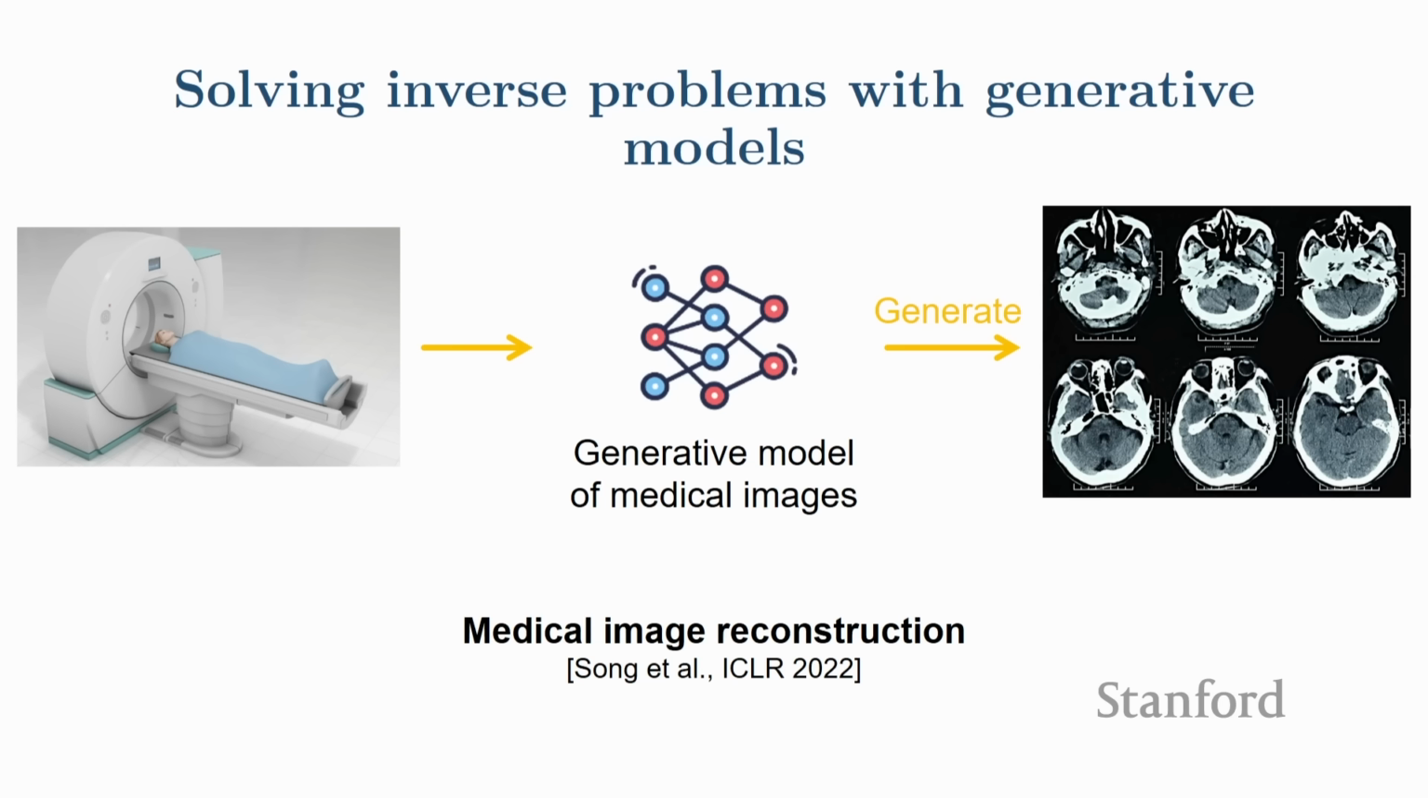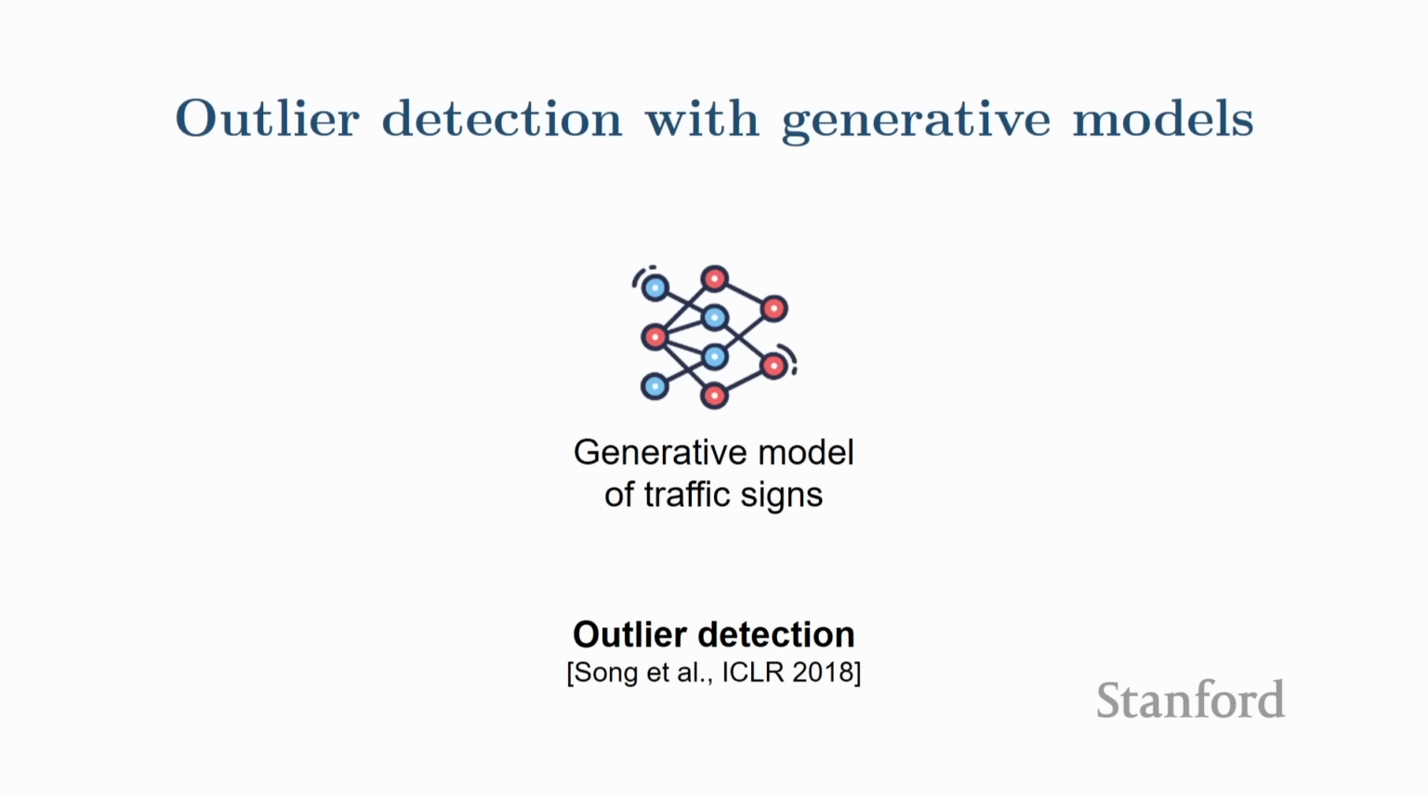And in this kind of application, generative models have shown to be very effective because they can reduce the number of measurements, the amount of radiation that you have to give to the patient, to get a measurement that is good enough to produce the medical images that the doctor needs to come up with a diagnosis.